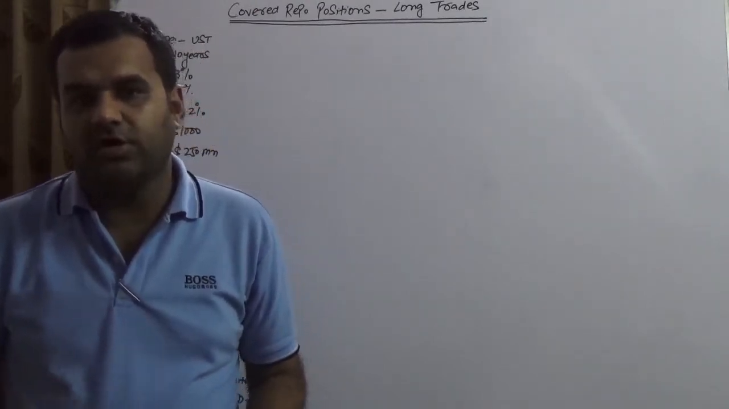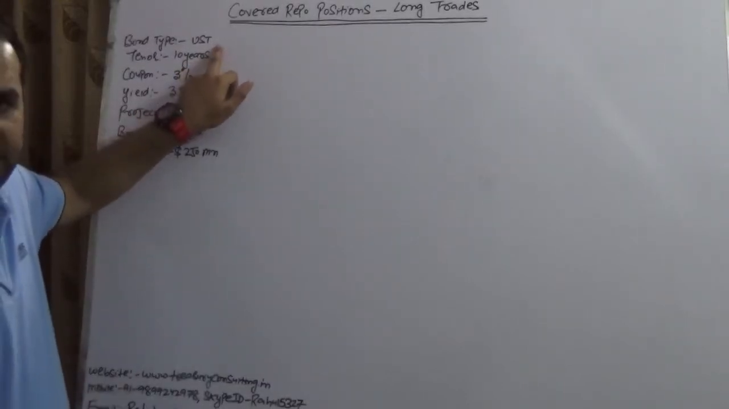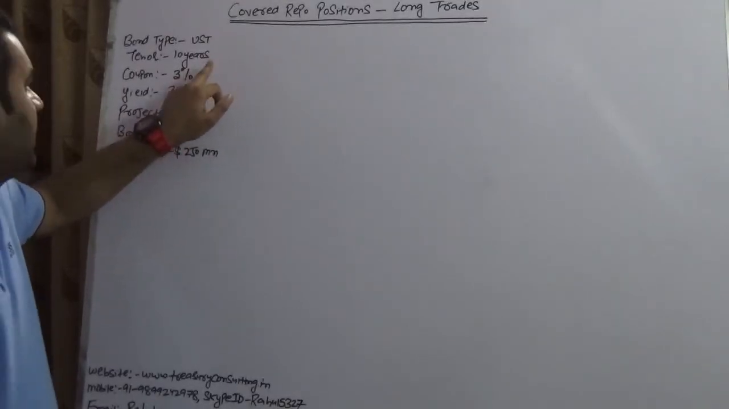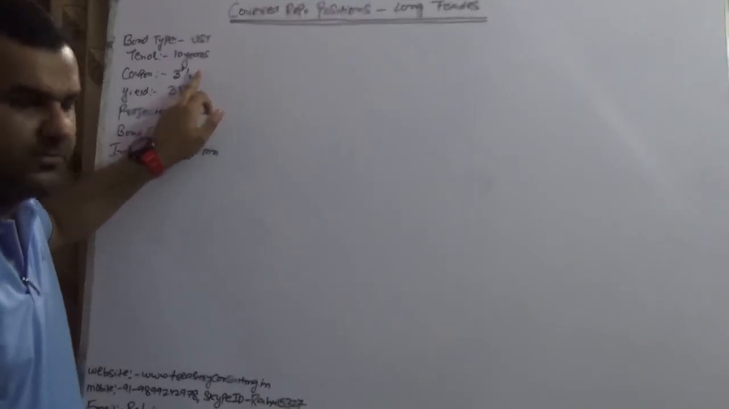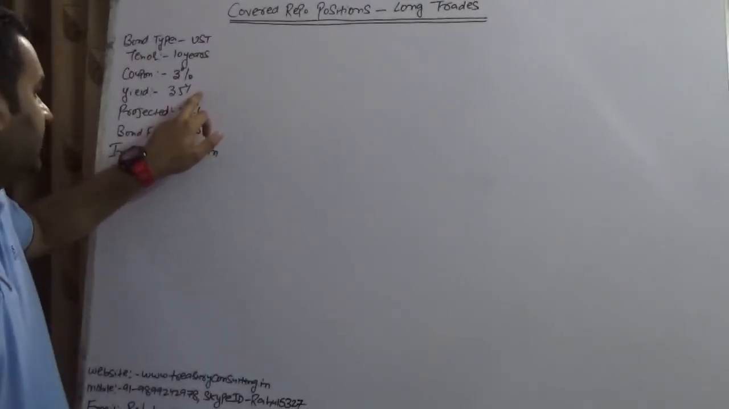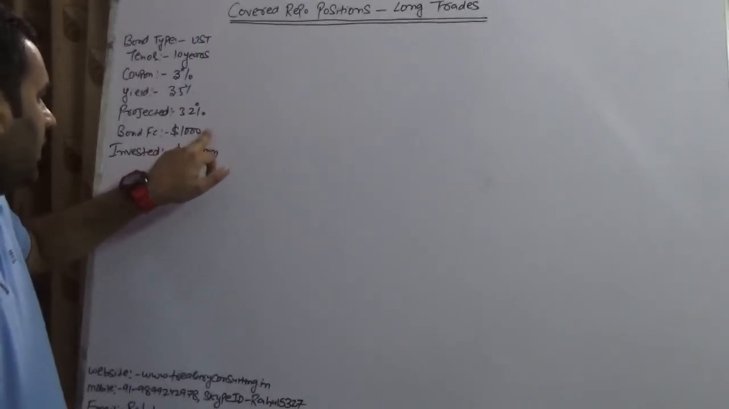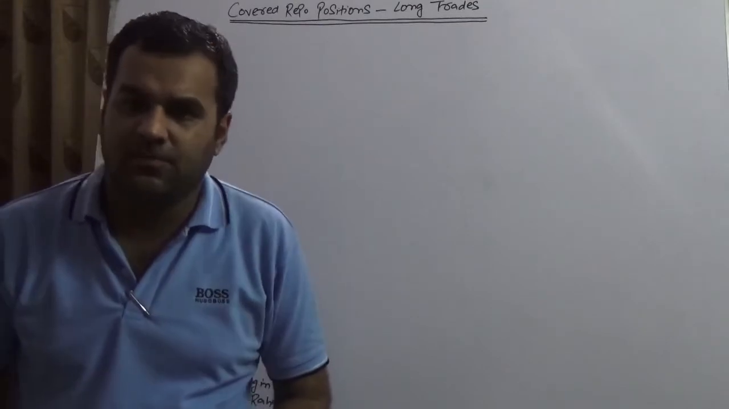So in this long trade, we assume that the bond type is USD, where USD stands for United States Treasury. We assume that the tenure of the bond is 10 years, the coupon which the government of the US is offering is 3%, the yield is 3.5%, the projected yield is 3.2%, and the face value of the bond is approximately $1,000. The total invested amount is $250 million.